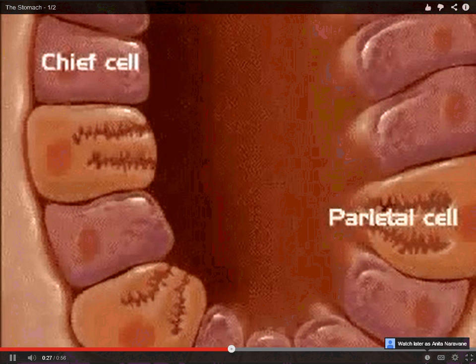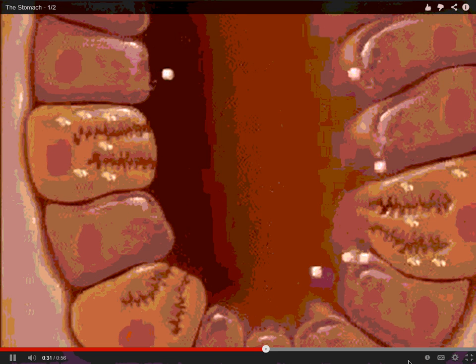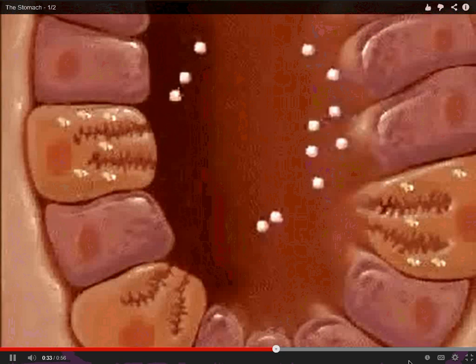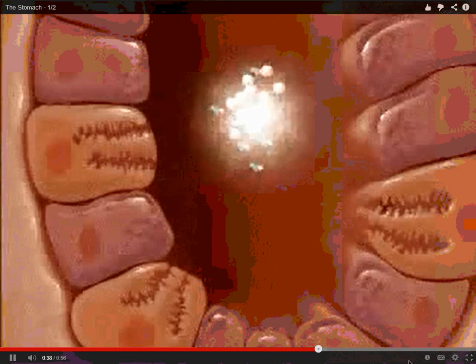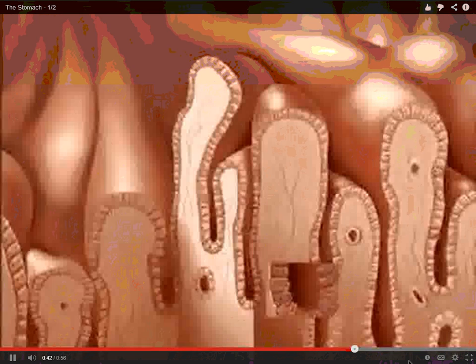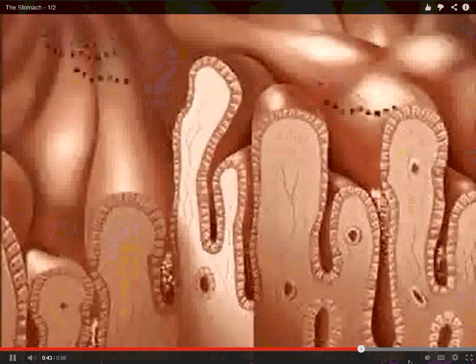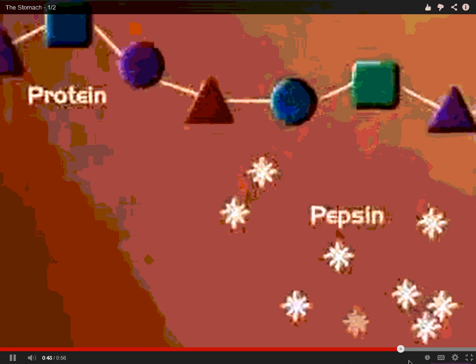Chief cells and parietal cells make up the gastric gland. Pepsinogen is secreted by the chief cells, and the parietal cells secrete hydrochloric acid, which converts pepsinogen into pepsin. Pepsin, a component of gastric juice, is a potent digestive enzyme.